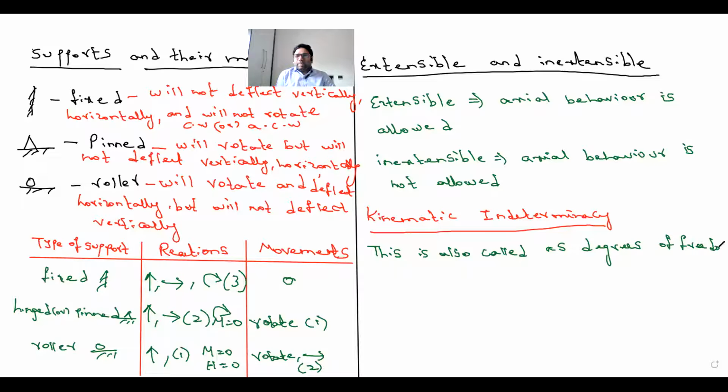Degrees of freedom means in what way it can move. We have already seen that, right? A fixed support will have degrees of freedom 0 because it cannot move anywhere. A pinned support will have degrees of freedom 1 because it can rotate. And a roller support will have degrees of freedom 2, so it can move horizontally as well as rotate. So how do we define this? I will show the definition now.